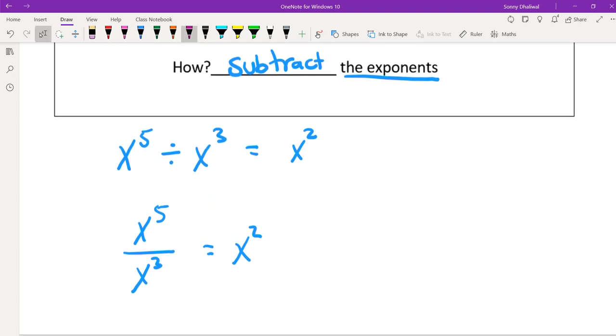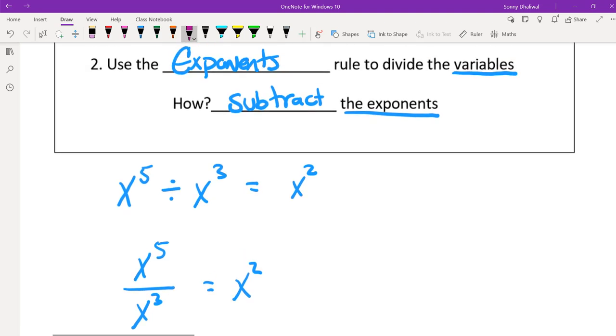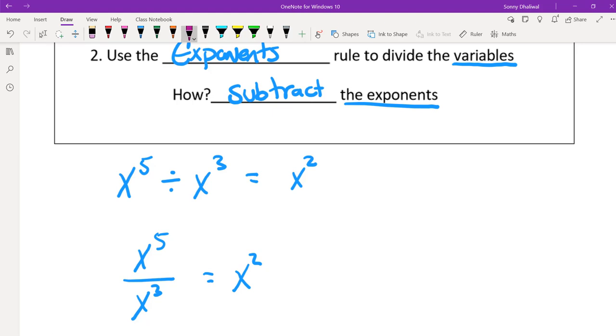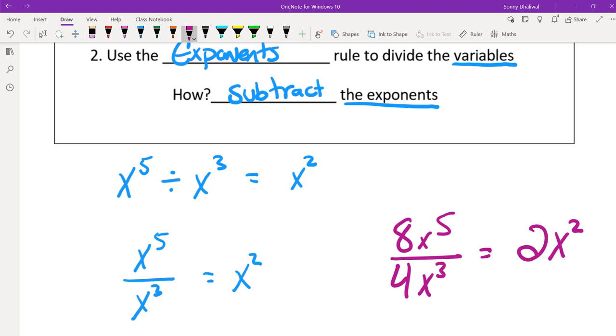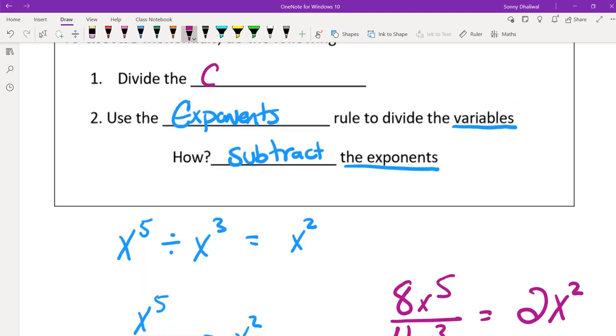Now if we change this to put coefficients in front, so we change it to say 8x to the 5 over 4x cubed, we use the same thing for the exponent law. And what do you think we do with the numbers? We divide them. So what's 8 divided by 4? 2. So we do what we've always been doing. We divide the coefficients.